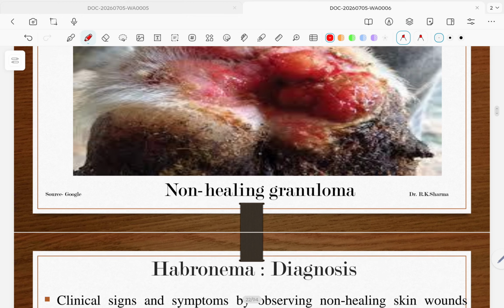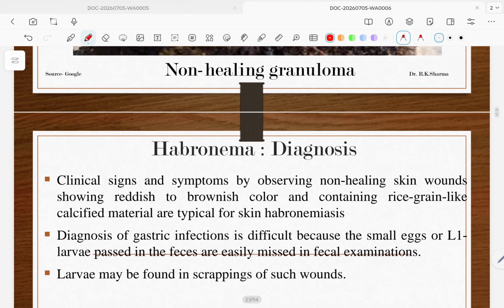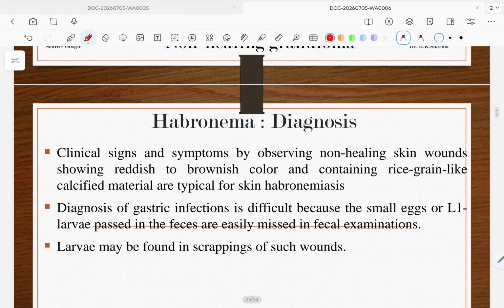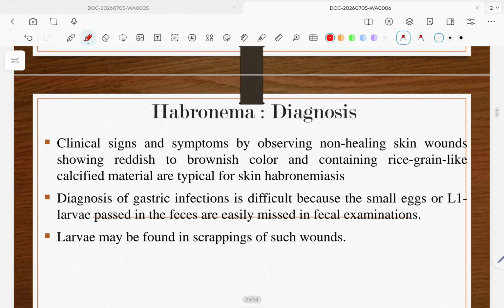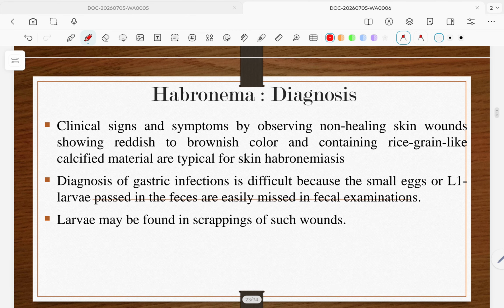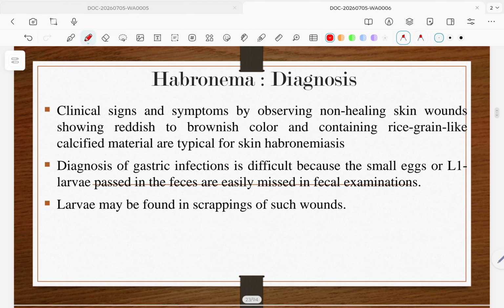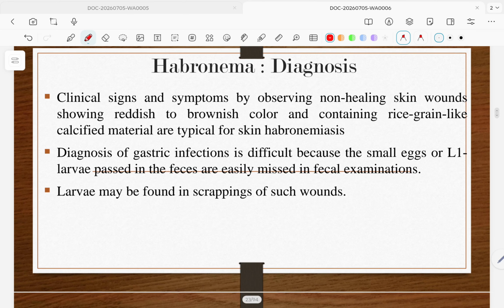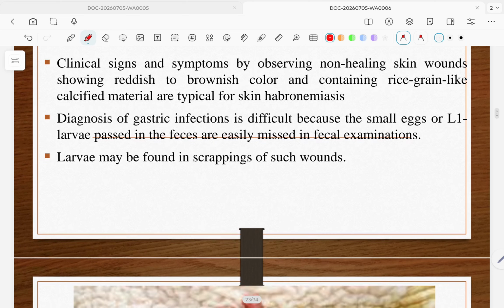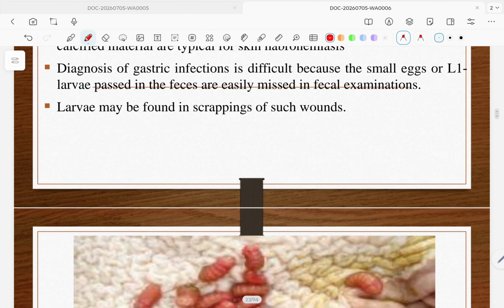Habronema diagnosis. Clinical signs and symptoms, by observing non-healing skin wounds showing reddish to brownish color and containing rice grain-like calcified material, are typical for skin habronemiasis. Diagnosis of gastric infection is difficult because the small eggs or L1 larvae passed in the feces are easily missed in fecal examination. Larvae may be found in scrapings of such wounds.